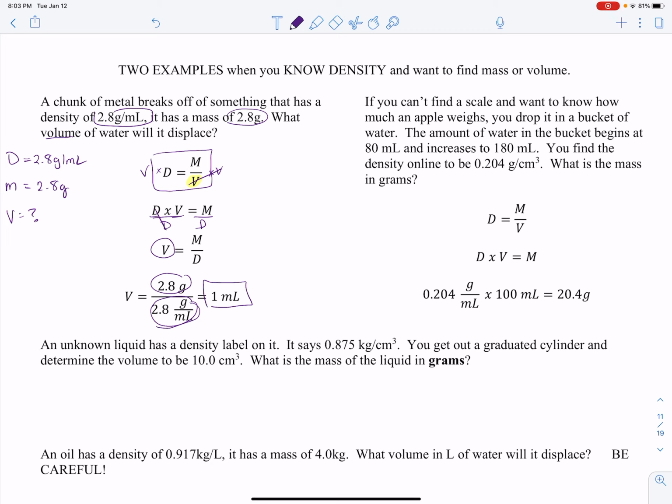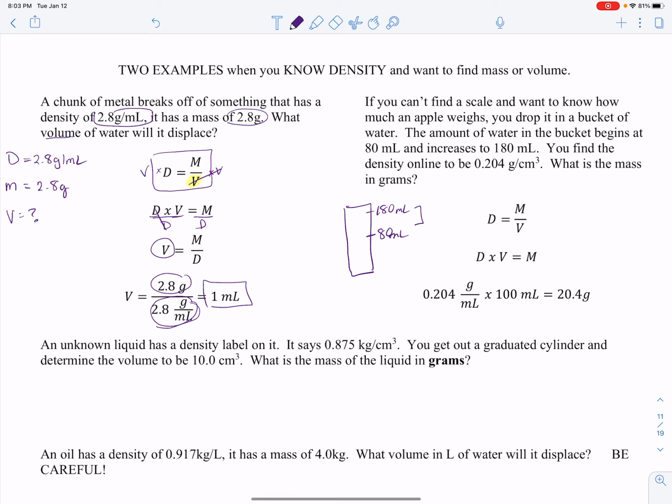Now let's look over here on this other side. You can't find a scale. You want to know how much an apple weighs. You drop it in a bucket of water. The amount of water in the bucket, it starts off at 80. So it starts at 80. And it increases to 180.